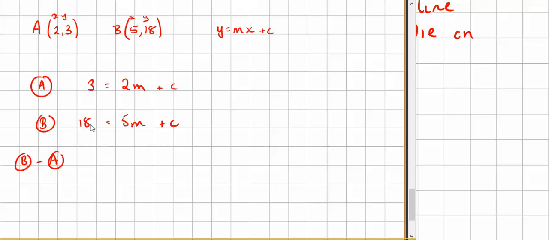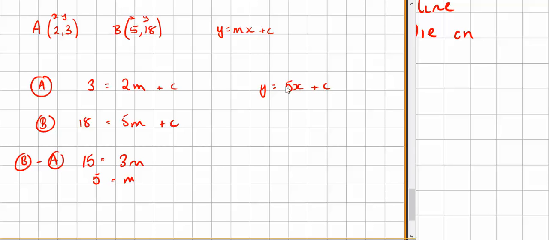And then do 18 take 3, which is 15. So 15 equals 3m. C take c is nothing. That's why it's called the elimination method. So m does equal 5. Good. So I'm going to write that up here: y equals 5x plus c.